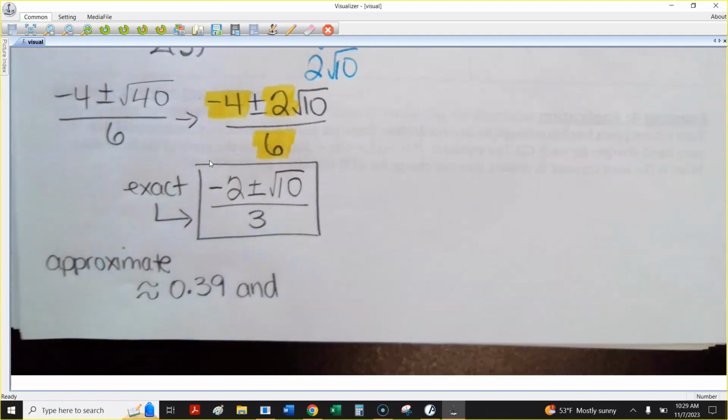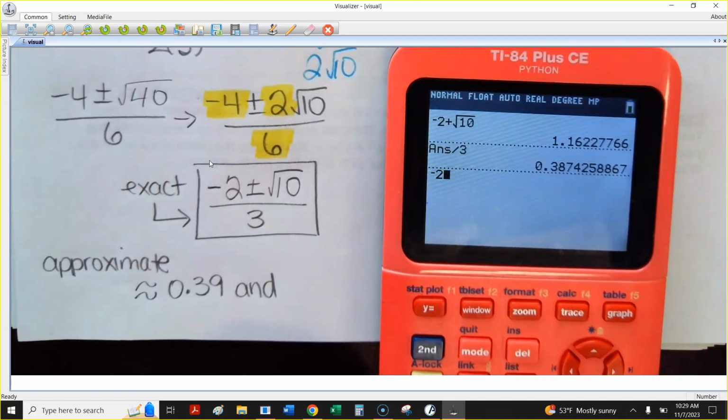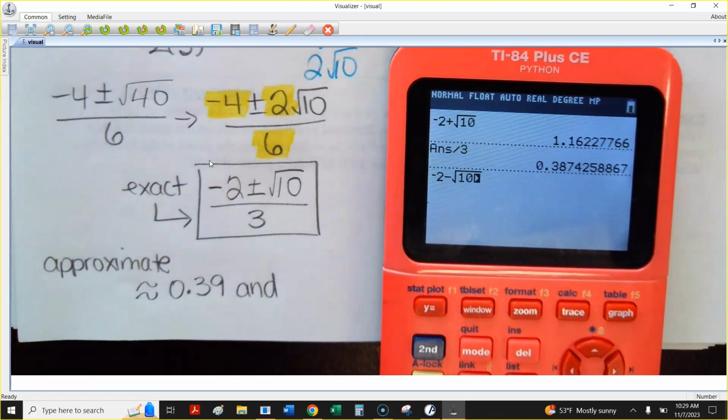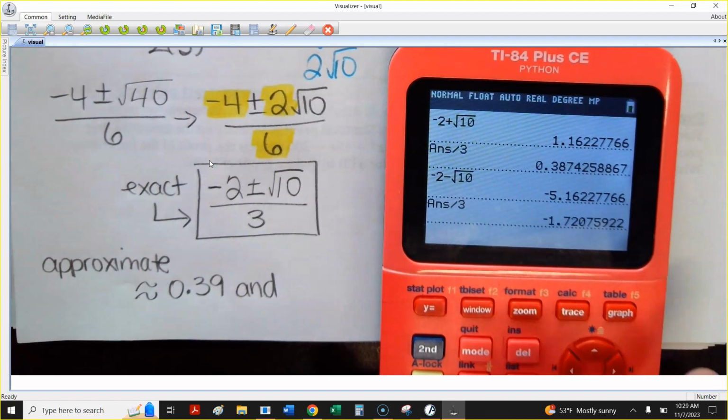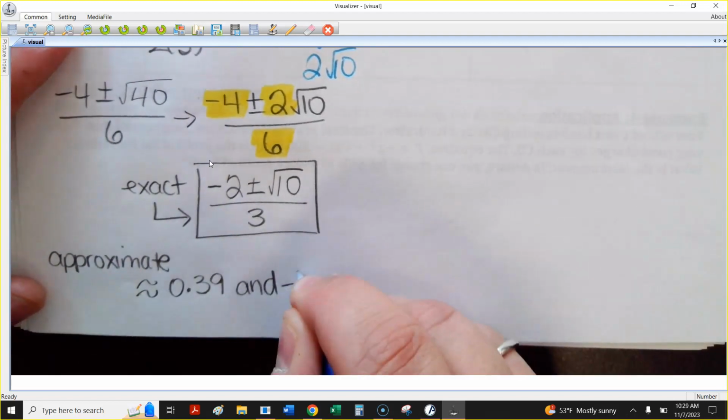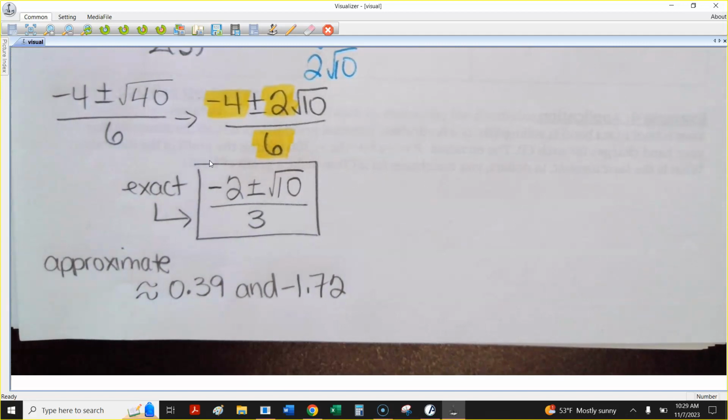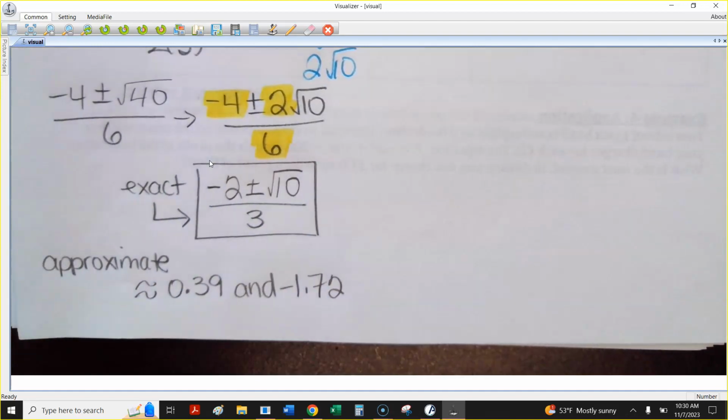My other answer, we're going to do negative 2 minus the square root of 10. Again, you've got to figure out what the top of that fraction is first. Just go ahead, hit equals on your calculator, and then divide it by 3. So about negative 1.72. If we were looking at Desmos, for example, and seeing where this graph would cross, these are the 2 places it would cross the x-axis. The exact answer just means I didn't round anything. This is exactly the correct answer. Here I'm just rounding a little bit, so we call that an approximate solution.